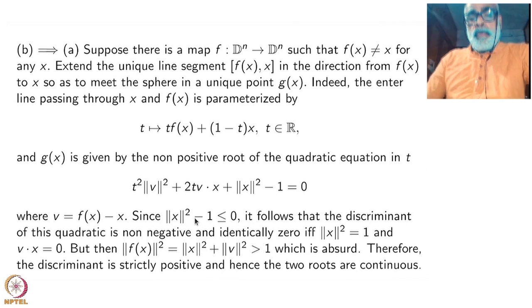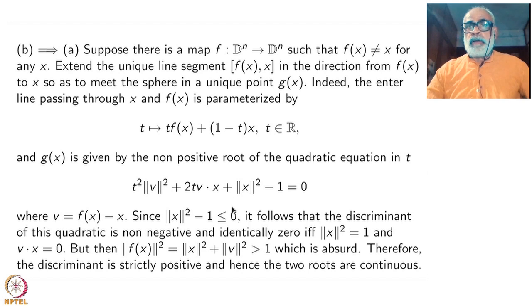Now where does x range? x is inside the closed ball Dn. Therefore, norm x square is less than or equal to 1. So norm x square minus 1 is less than or equal to 0. This is a negative thing. It follows that the discriminant of this quadratic is non-negative, and identically 0 if and only if norm x square is equal to 1. Not only that, identically 0 means the other coefficient, v dot x, must also be 0. v dot x is 0 means what? x and v are perpendicular to each other. So therefore, norm of fx square will become norm of x square plus norm of v square, which is bigger than 1, which is absurd.